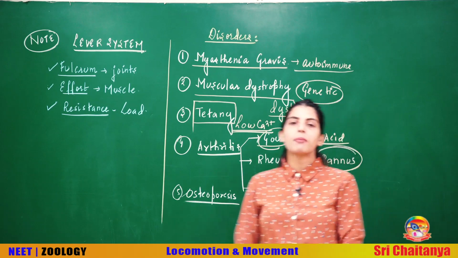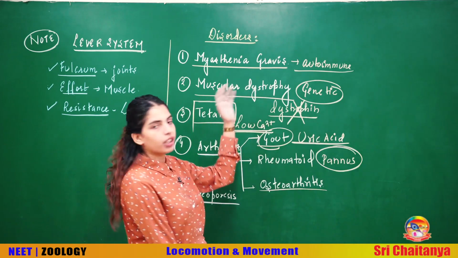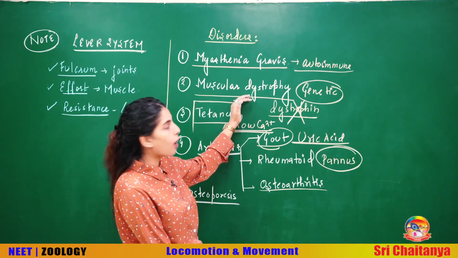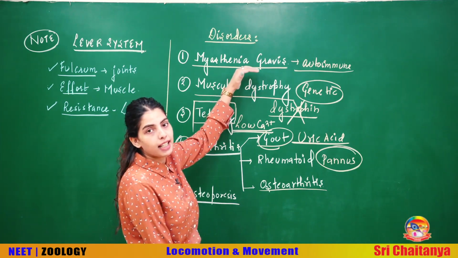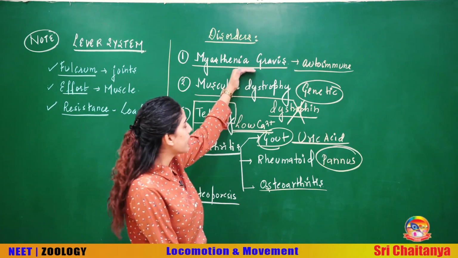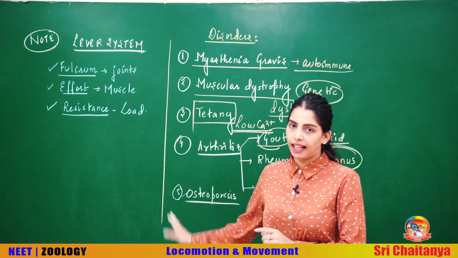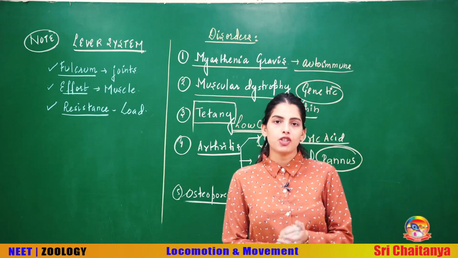Okay, just remember the terms at least which are given in your NCERT, like genetic disorder, autoimmune disorder, where the dystrophin protein is not formed, that is muscular dystrophy, where you are damaging the acetylcholine receptors, that is myasthenia gravis, where there is a low level of calcium, that is tetany. So that's how we complete all the disorders and we complete this chapter.